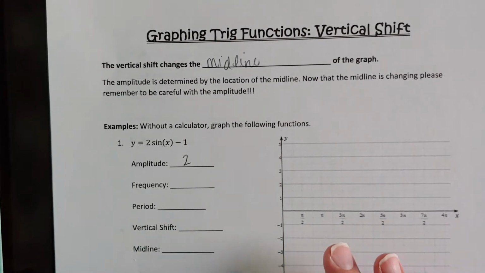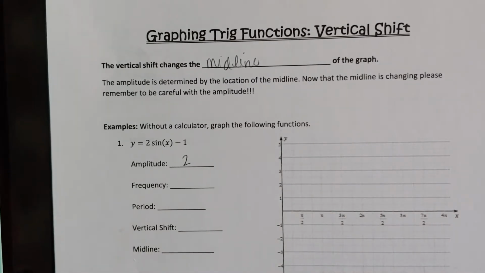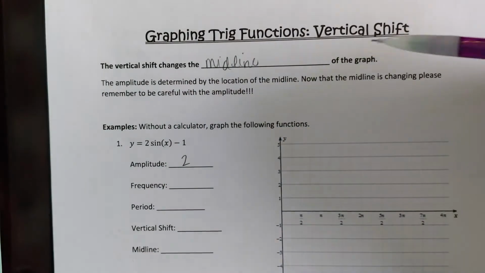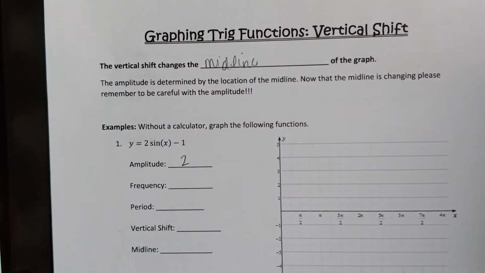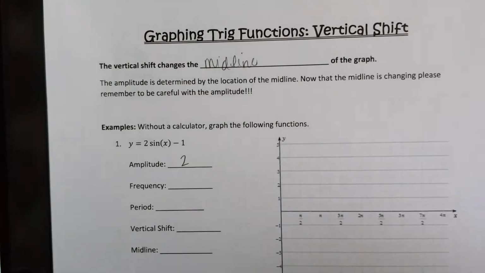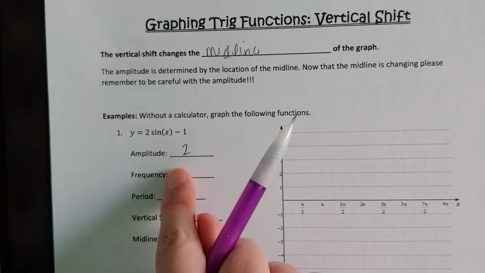This is the note sheet that was on the Google Classroom. This is me graphing them. And so I already wrote this in here. It says the vertical shift changes the midline of a graph. And so we have been doing graphs where the midline has been 0, and so we've centered everything around the x-axis. Now it's going to be centered around something different, and so it's going to shift it up or down some. And so we'll fill in stuff here and then we'll start graphing.